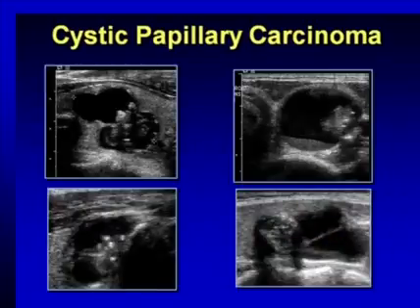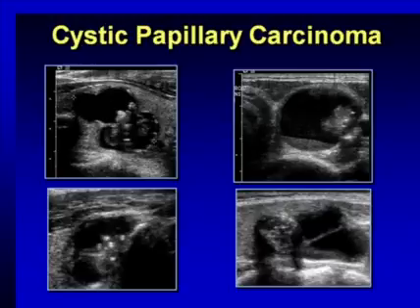These are 4 additional predominantly cystic papillary cancers. We can see their large cystic components. If we look more carefully at the solid element, we also do see these microcalcifications located in each of these solid masses. That's not present in every case of cystic papillary cancer, but it may be present in many of the cases.